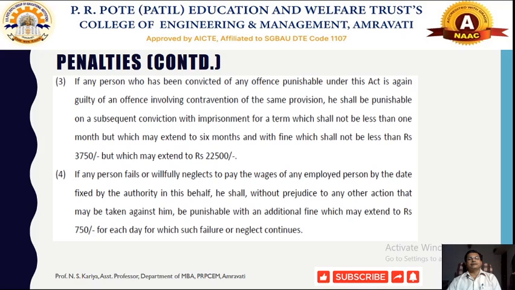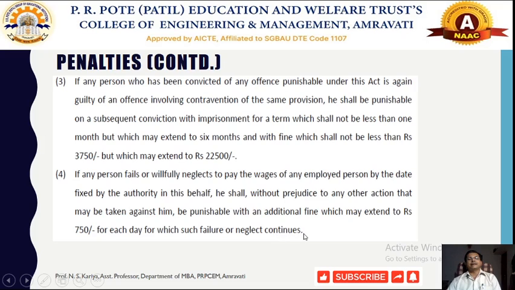So on account of any such offenses committed by the employer, or any kind of fraud relating to wages, that is also punishable, and there will be a penalty of 3750 that may be extended to 22,500, along with some sort of imprisonment. If any person willfully fails or neglects to pay the wages of any employed person by the date fixed by the authority in that behalf, he shall, without prejudice to any other action that may be taken against them, be punishable with an additional fine which may extend to rupees 750 on each day for which the failure or neglect continues.